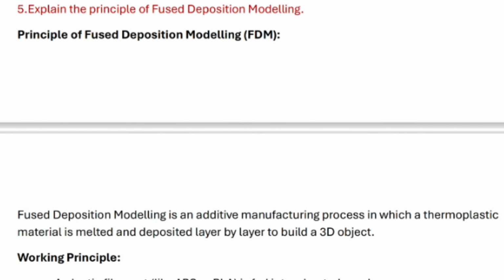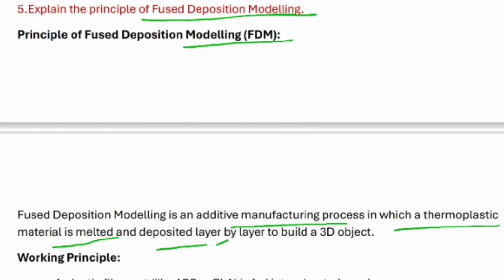Next question, explain the principle of fused deposition modeling. Okay, FDM is nothing but fused deposition modeling. Before going to the working, what do you mean by fused deposition modeling? It is an additive manufacturing process in which thermoplastic material is melted and deposited layer by layer to build a 3D object. That we call FDM.